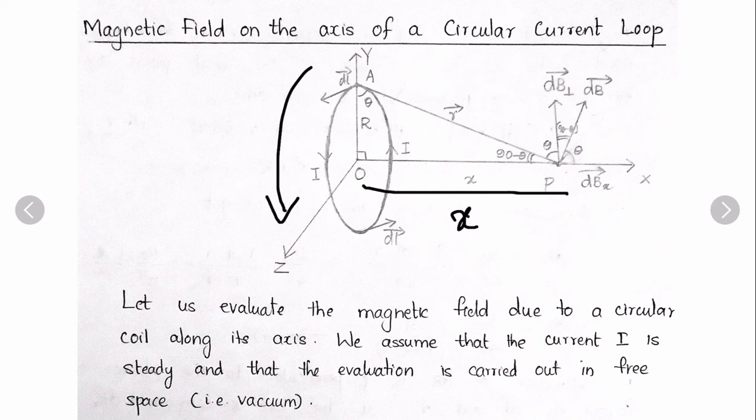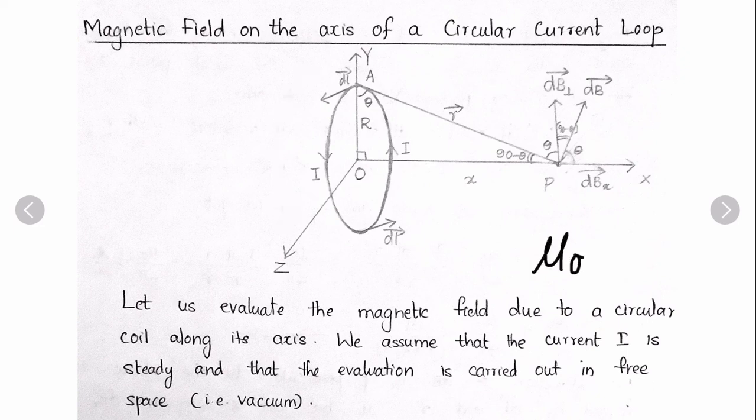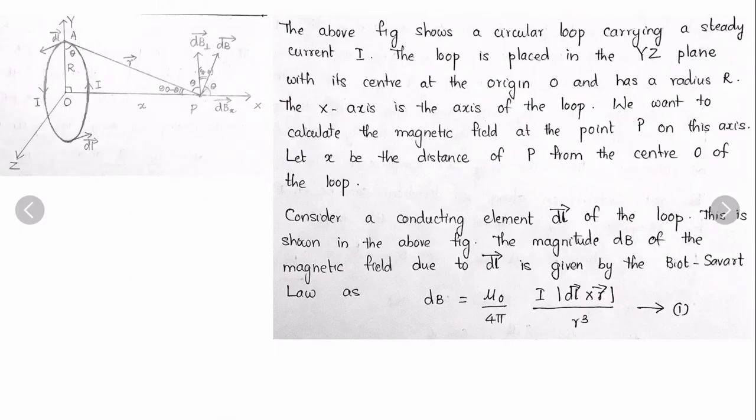Now we want to find the magnetic field at the point P because of this circular coil carrying a current I. And everything is evaluated in free space. Free space means the permeability will be mu naught. So we are taking the free space. Now let's continue.